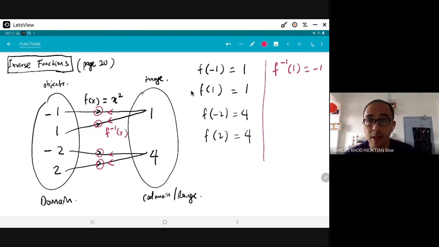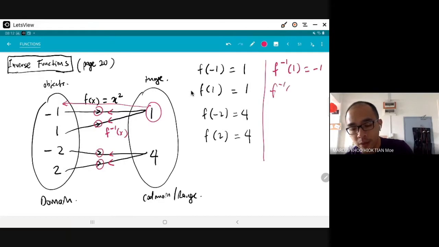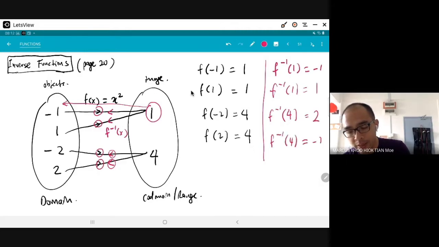Okay, so f -1x, kalau saya ikut ini gambar aja lah. Okay, so f -1 of 1 will give me either -1 or 1 sebab dia punya arrow adalah both ways. Okay, and in the same way, saya juga boleh cakap, kalau saya ikut ni anak panah, f -1 of 4 equals to 2 and f -1 of 4 equals to -2. Okay, so that's the first basic thing yang saya mahu kamu fahami lah.